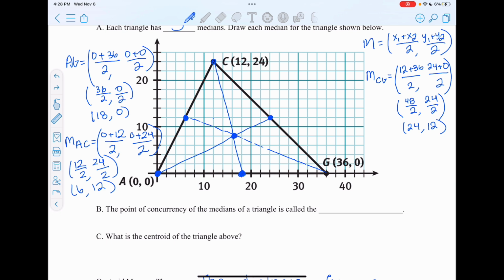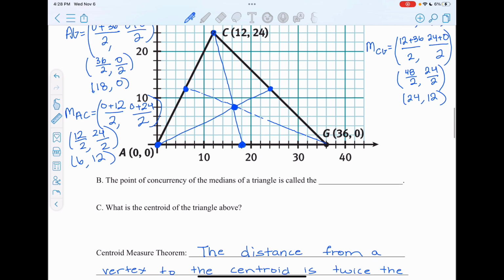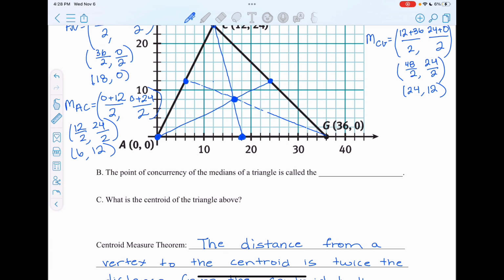And this point in the middle is my point of concurrency. And the point of concurrency of the medians of a triangle is called the centroid. So just like with the altitudes, the medians have a special name for their point of concurrency as well, and it's called the centroid. And the coordinates of that centroid are 16, 8. Remember, once again, I'm counting by 2's. So this x value right here is 16, and this y value is 8.